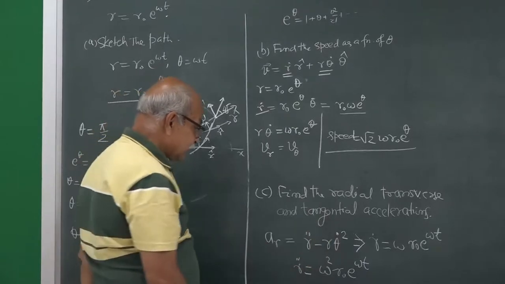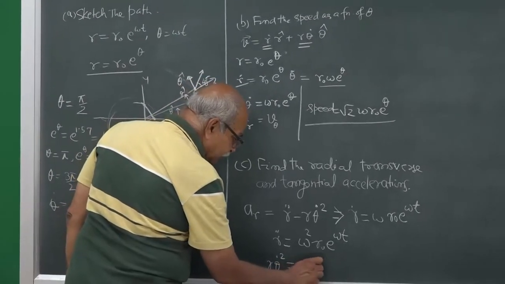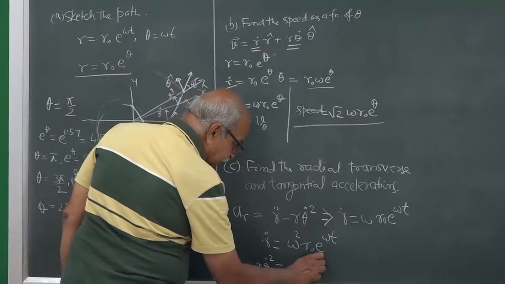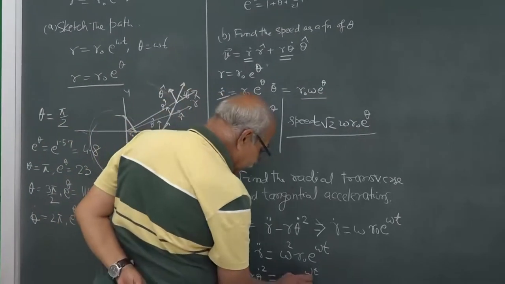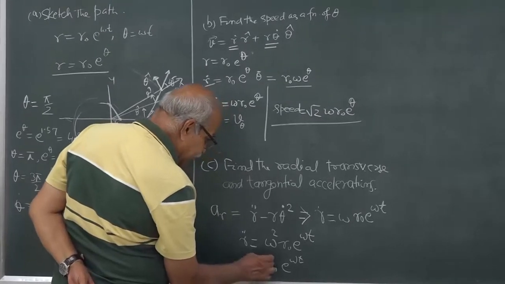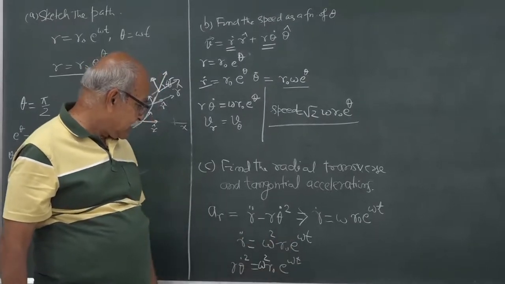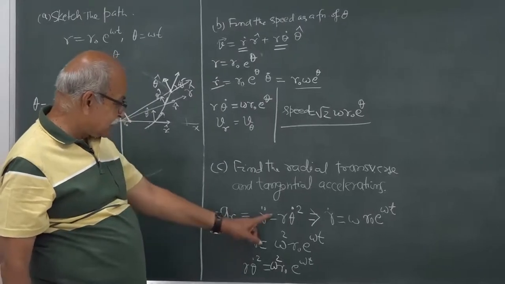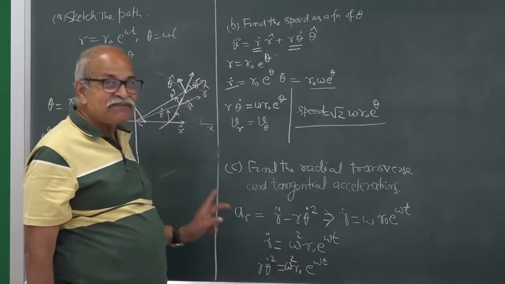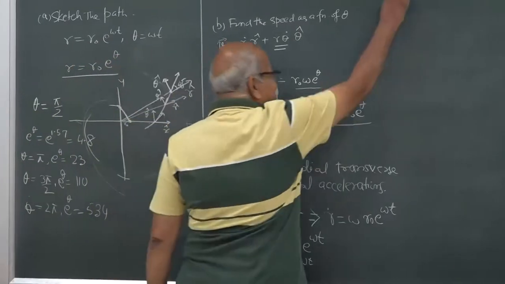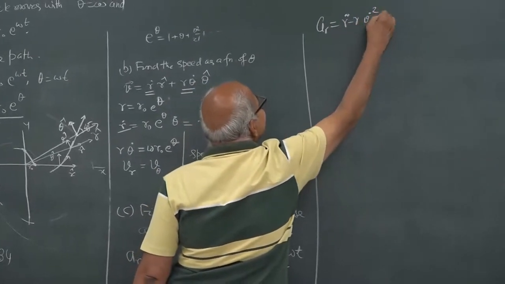And what is r theta dot square? r is r naught into e to the power omega t, and theta dot is omega, so theta dot square is omega square. So omega square r naught e to the power omega t. Again you see omega square r naught e power omega t. So what is this? This is zero. Interesting. Radial component of the acceleration is zero. So a_r is equal to r double dot minus r theta dot square, which is equal to zero.